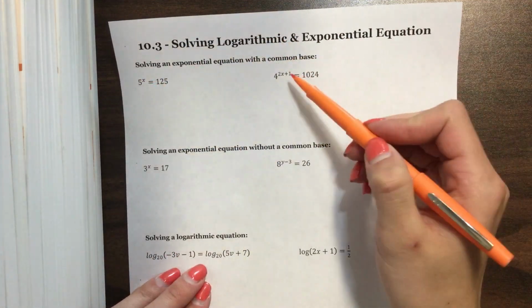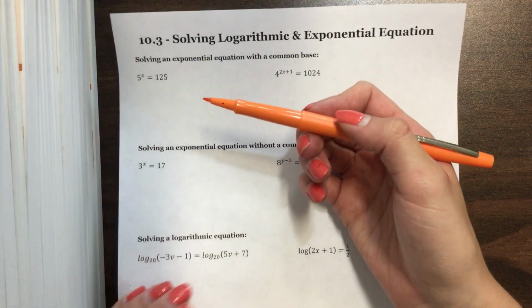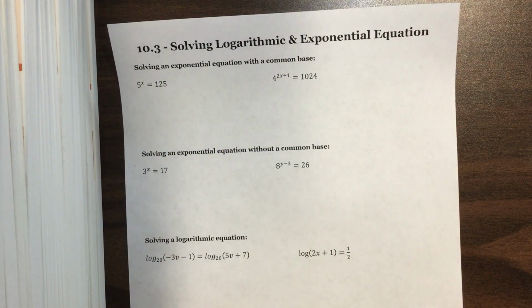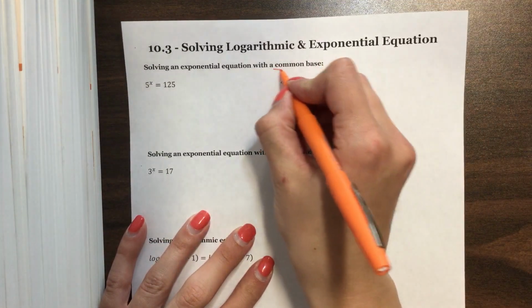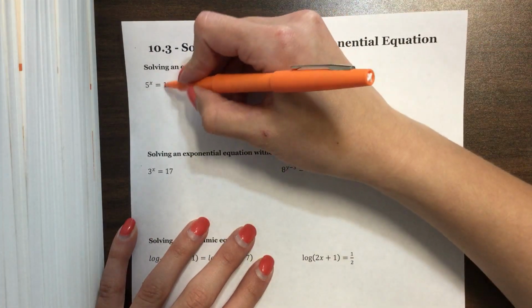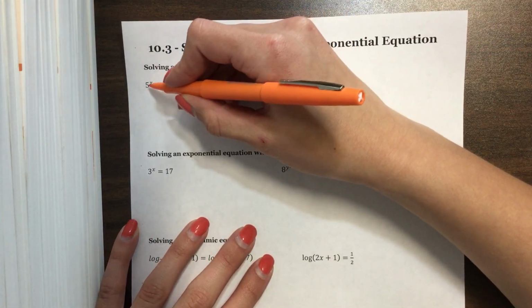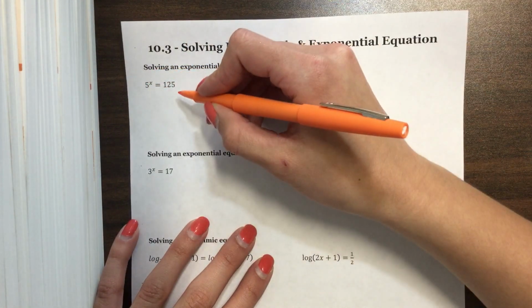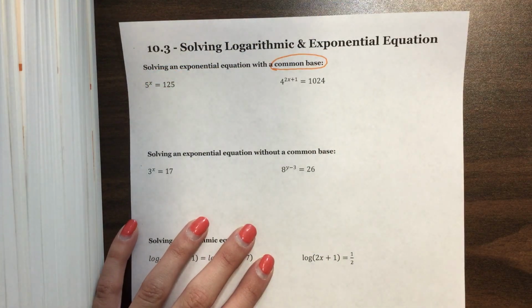So that's like when the variables are up in the exponent. It makes it a little tough to solve these. So now, let's look at these first ones. These are when there is a common base. So that means I can somehow change this 125 so that it has a base of 5. So 125 is 5 to some power. I just need to figure out what that power is.